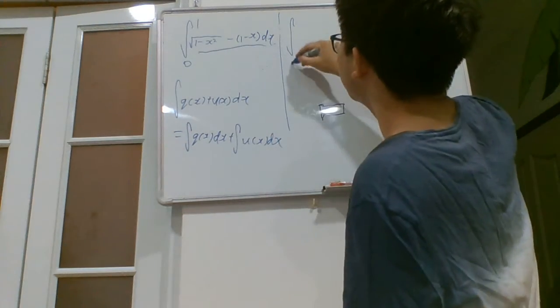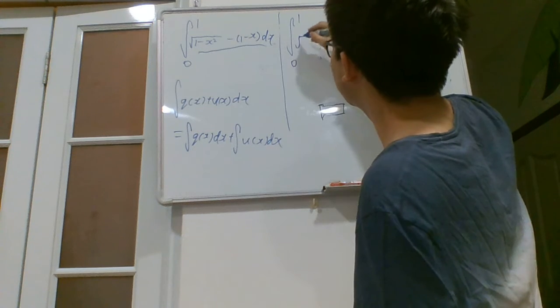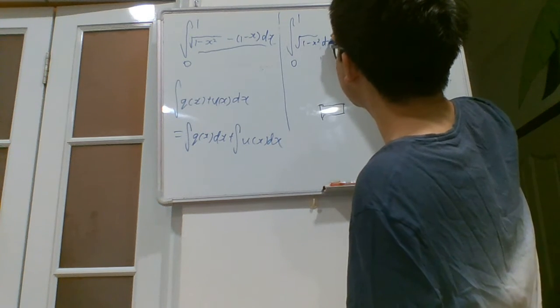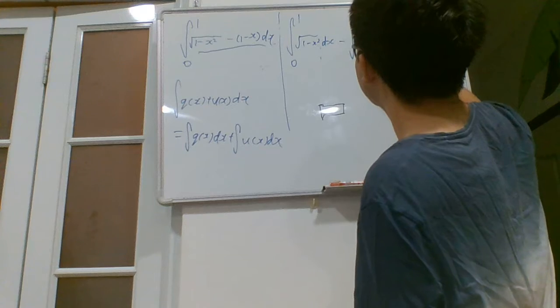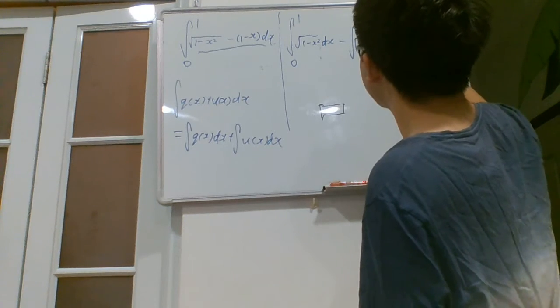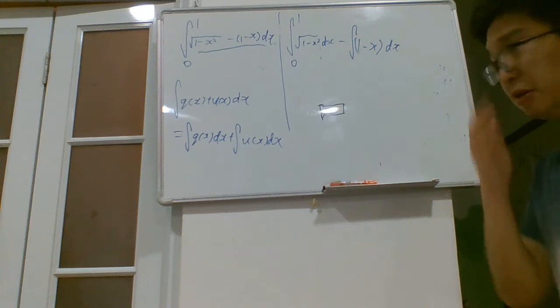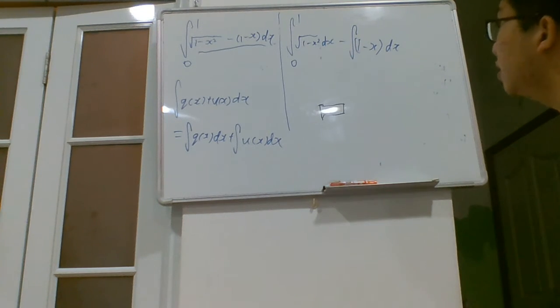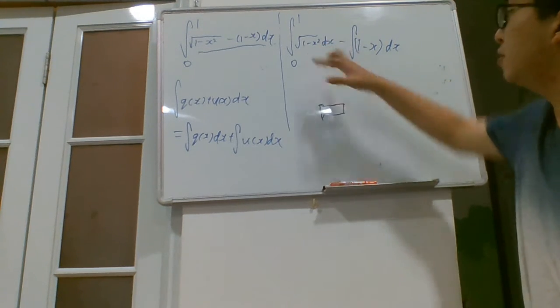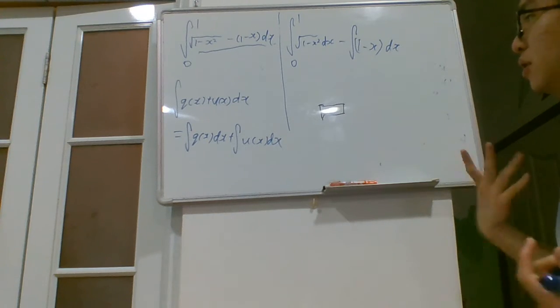So this will evaluate into the integral from 0 to 1 of dx minus the integral of, but we're not doing integration. We have to solve this question without doing integration. So what's one way to help us visualize a graph?